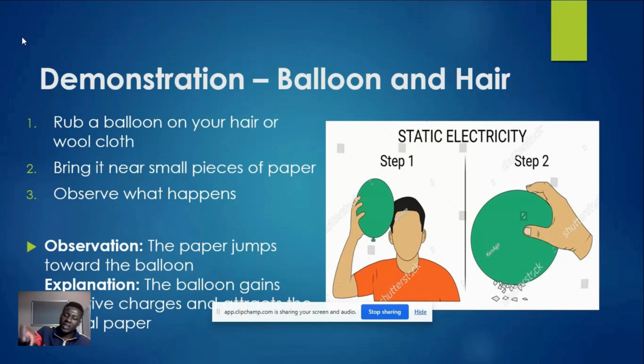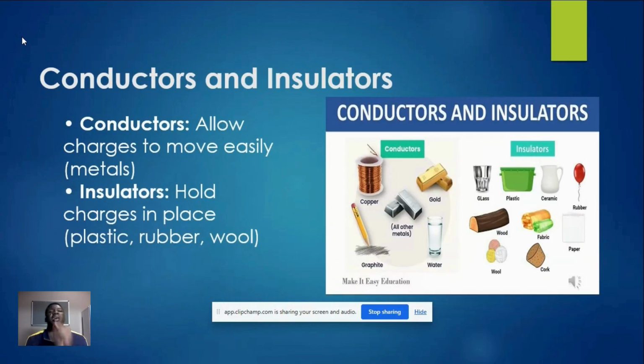Then once you place the balloon next to the small pieces of paper, those neutral pieces of paper will jump towards the balloon. It's like rubbing a ruler into your hair, then placing it next to small pieces of paper. Those small pieces of paper will jump towards the ruler, and that is static electricity.